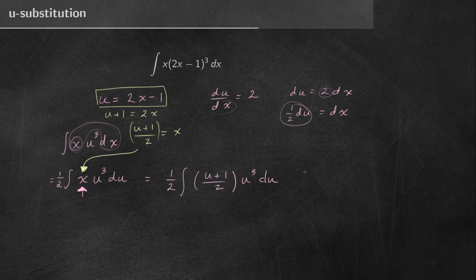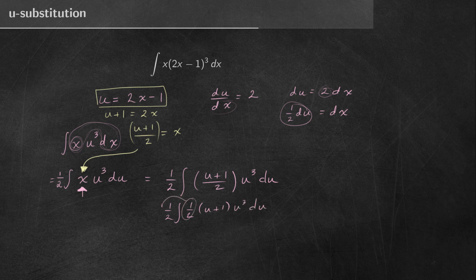But I'm not really ready to integrate because this is now a product, and we don't have a product rule for integration, so I need to simplify this as much as possible. So I'm noticing I have u plus 1 over 2. That's the same as u plus 1 times 1/2. Let me just write it out: 1/2 times u plus 1 times u cubed times du.